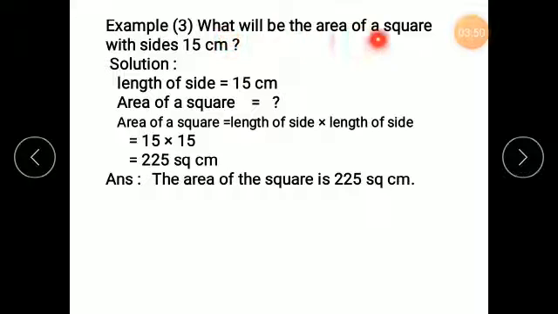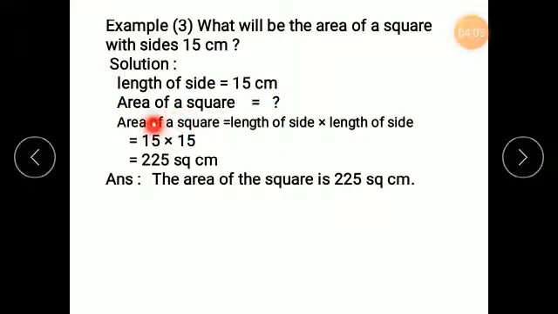What will be the area of a square with sides 15 centimeter? See, what is the shape? Square. What is the side? 15 centimeter. Now all the sides of a square are equal, hence all the sides will be 15 centimeter. So length of the side is 15 centimeter.